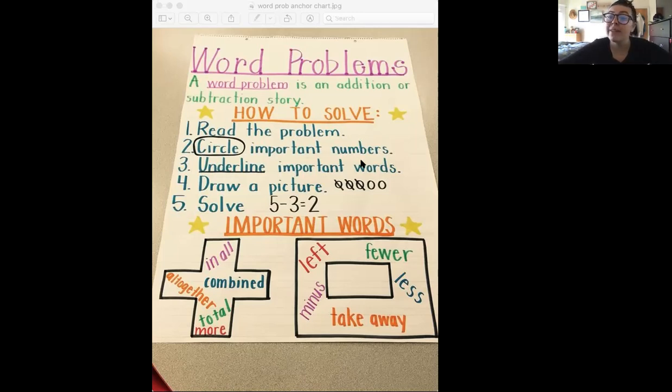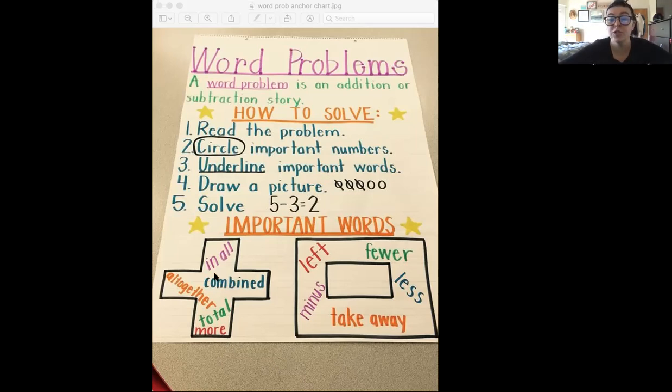We're also underlining important words, and we'll talk about what the important words are in a minute. And then step 4 is to draw a picture, but instead of drawing a picture, you might also, because these are bigger ones, use a strategy. So you're going to use an open number line, you're going to use expanded form, you're going to use base 10 blocks. That's kind of what they mean by picture. And then you'll solve the problem by using that strategy.